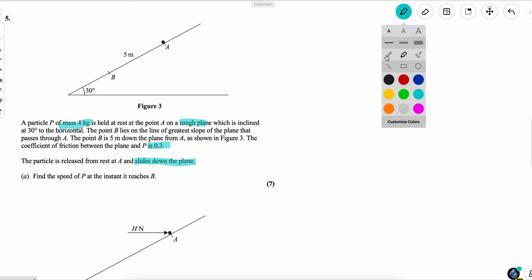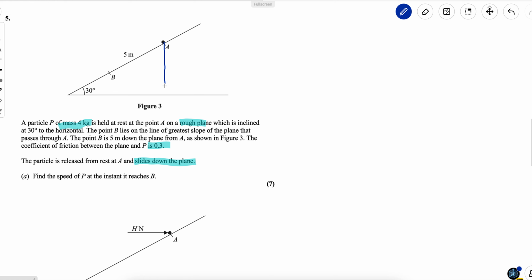Okay, let's mark these things on the diagram. First of all, the particle has a mass of 4 kilograms, so that needs to be resolved into components parallel and perpendicular to the slope. So I'm going to draw the perpendicular line and the parallel line, the directions, and if this is 30, then this is 30 here. So that means that this side is 4g cos 30, and this side here is 4g sine 30.